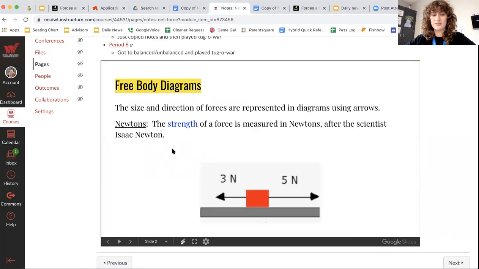All right, so the first thing on your notes is newtons. So newtons are the units that we're using. So the strength of a force is measured in newtons after the scientist Isaac Newton. So we use a capital N after a number to describe how strong a force is. 3 newtons and 5 newtons, those are very weak forces. You might not even notice this strength of a force. Then if we get up into the thousands, we might be talking like forces of a small car or a bicycle.